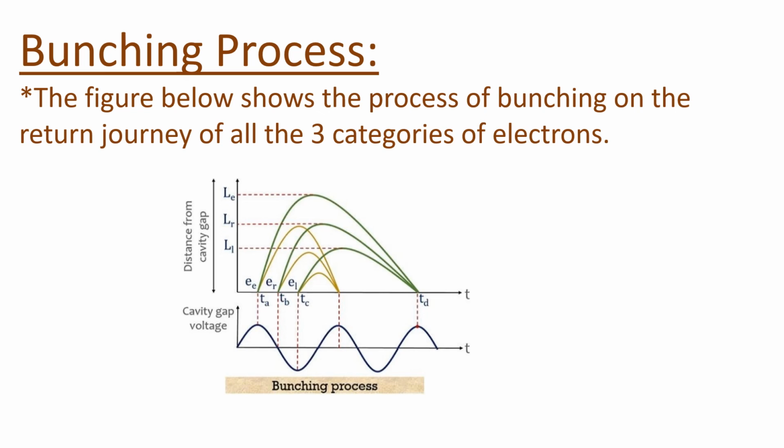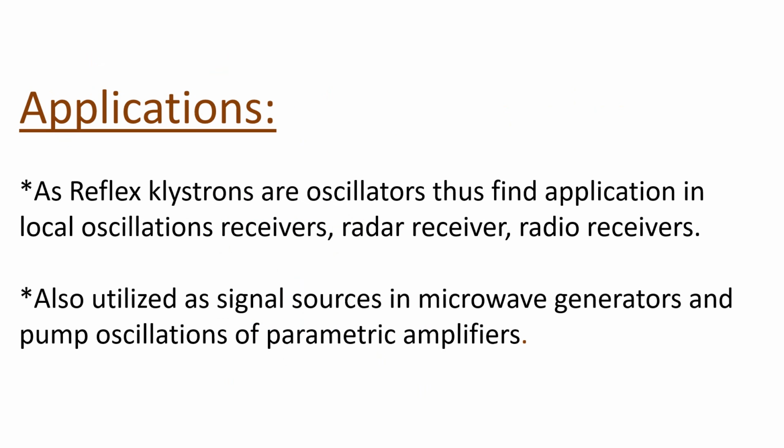So here are some of the applications of the reflex klystron oscillators. The reflex klystron oscillators are used in receivers, radar receivers, radio receivers, local oscillation receivers, and they are also utilized as signal sources in microwave generators and pump oscillators of parametric amplifiers.